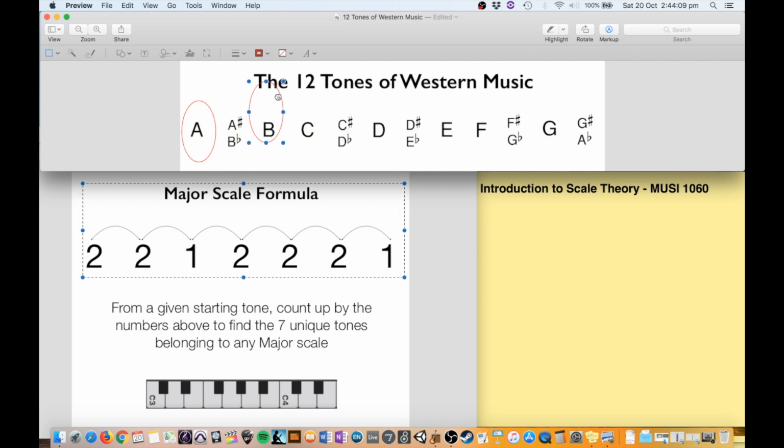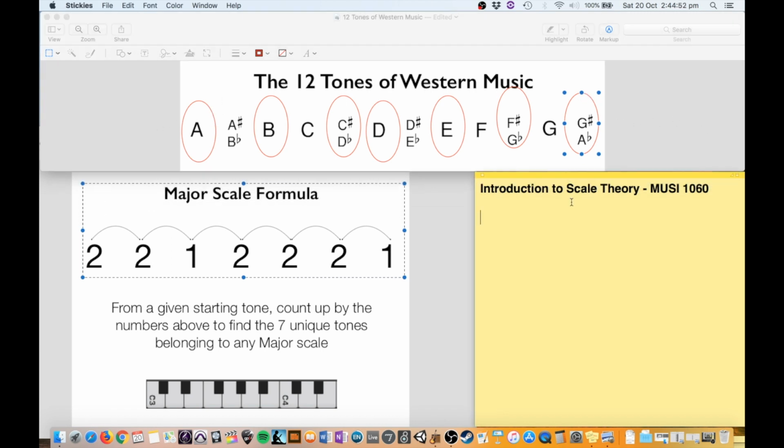So first we go up 2 tones, then up another 2 tones. Now we go up 1 tone, then up 2, up 2, up 2, and then that final leap of 1 note is just specifying that we can then return to A. So the scale would keep continuing above us, meaning that our notes for A major that we've just discovered are A, B, C sharp, D, E, F sharp, and G sharp. And of course we can do this for any starting pitch.